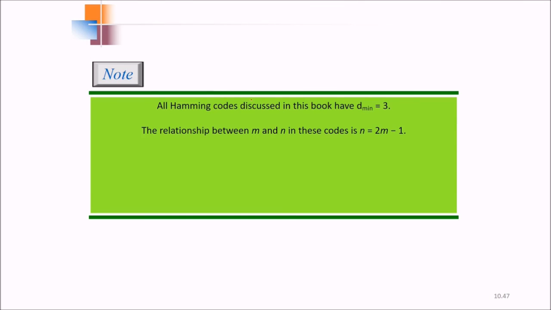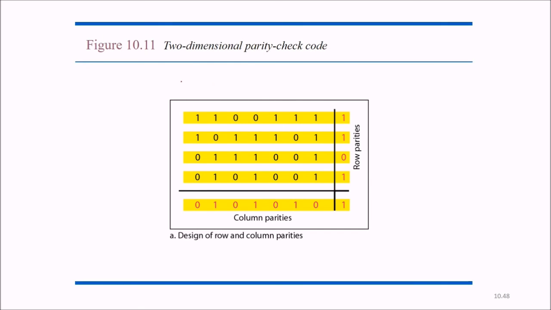A Hamming code, as discussed, has d minimum equal to 3. So the relationship between m and n in this code is n equal to 2^m minus 1. So this is 2-dimensional parity check code. We have column parities, we have row parities. This is how we design row and column parities.